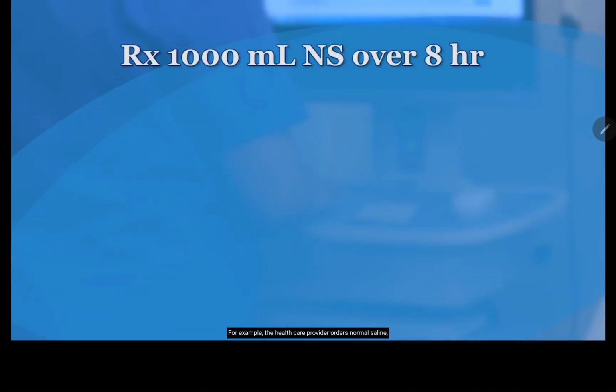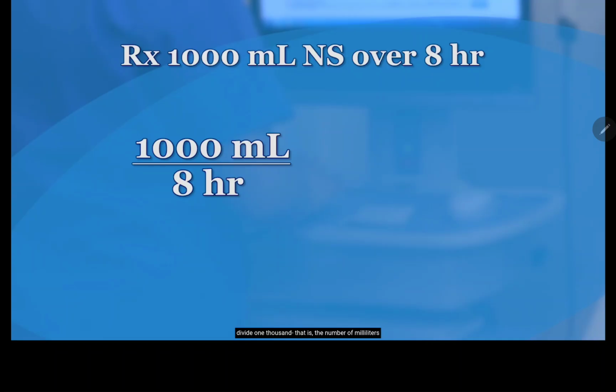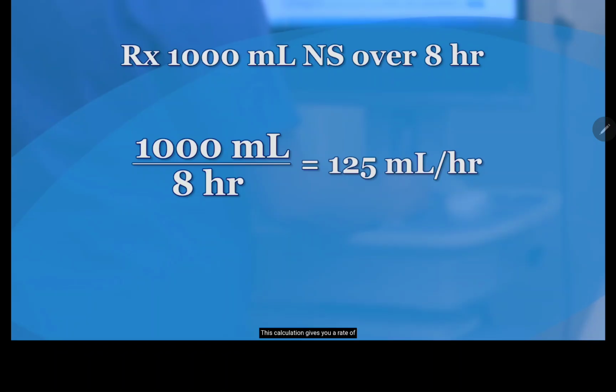For example, the healthcare provider orders normal saline, 1,000 milliliters, to be infused over 8 hours. To determine the number of milliliters per hour, divide 1,000, that is, the number of milliliters to be delivered during each 8-hour period, by 8, the duration of delivery for that amount of fluid. This calculation gives you a rate of 125 milliliters per hour.